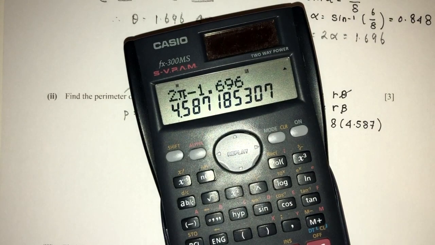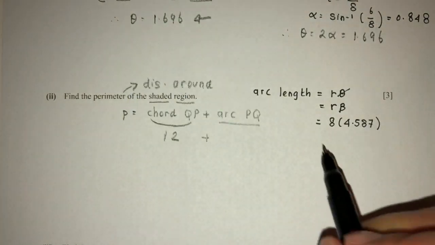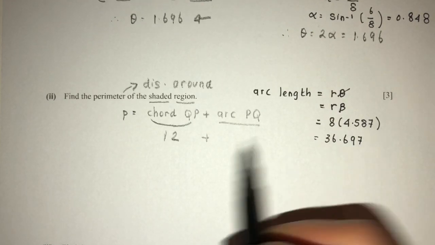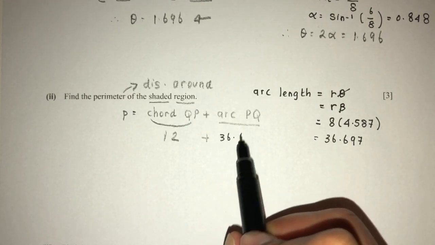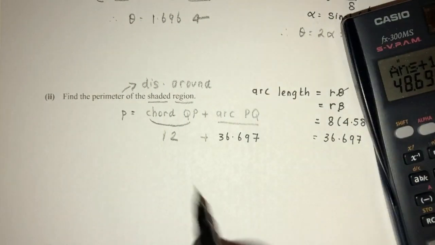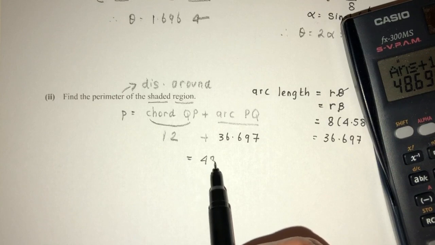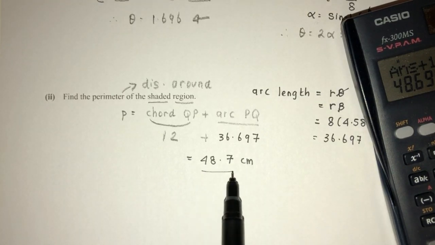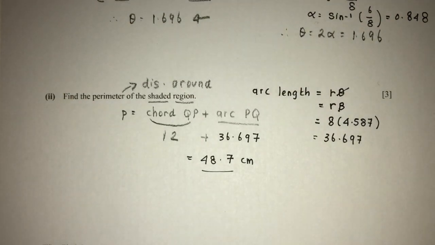Okay, so times 8, that should be 36.69 this. Plus 12. That will be 48.7 centimeters, correct to 3 SF, not decimal place, 3 SF.